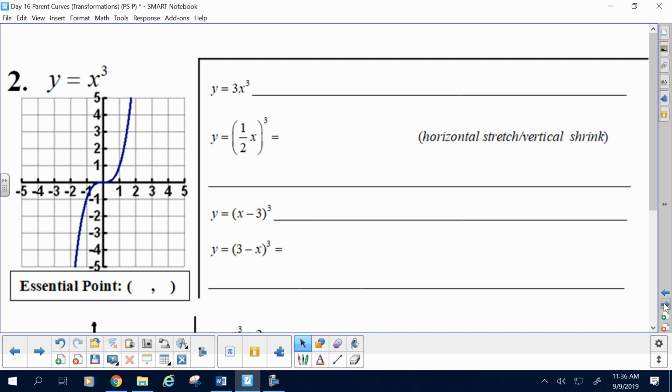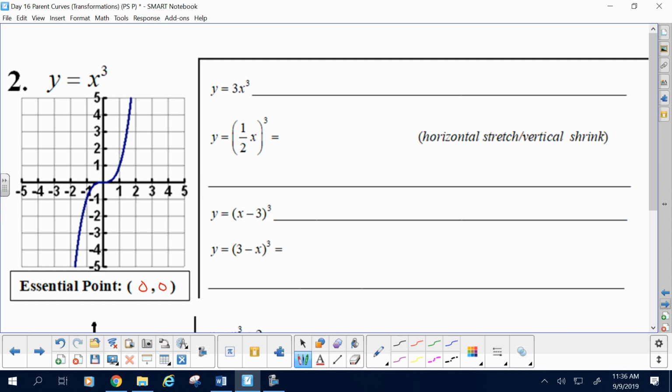Oh, cool. All right. y equals 3x cubed. So we know the shape of x cubed is this. What's the essential point that we want to focus on? 0, 0. I think I forgot to do that on the last one. The original point on the parabola is also 0, 0. Okay. Now that's the point that's going to be shifted around and stretched out sometimes and all that good stuff.